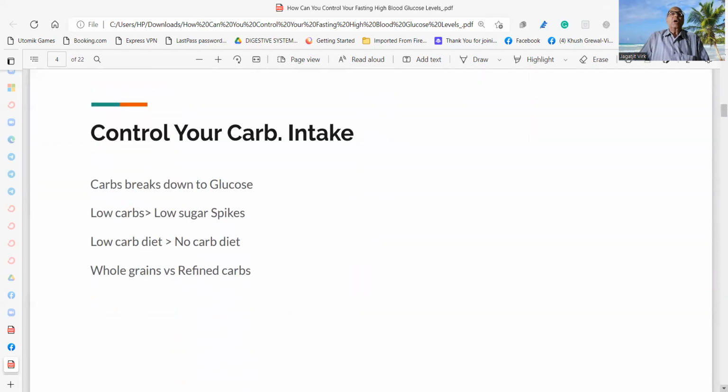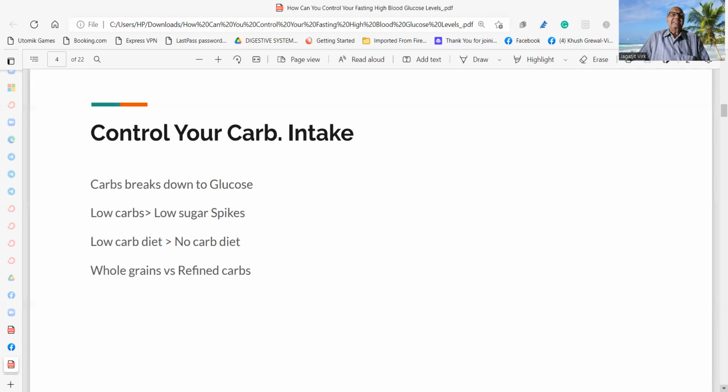Control your carbohydrate intake. When you control your carbohydrate intake, your spikes are avoided. Carbs break down into glucose, and low carbs give you low sugar spikes.